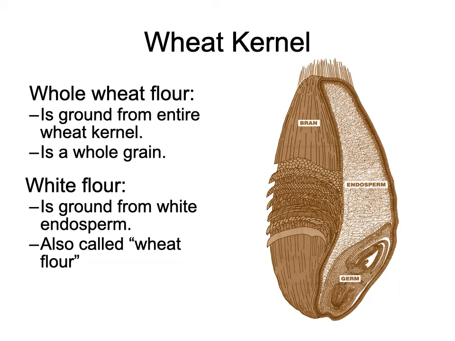So whole wheat flour is ground from the entire wheat kernel. It's a whole grain. White flour, on the other hand, is primarily from the endosperm, and it's called wheat flour, even though we know it's from wheat, but it's not whole wheat. When it just uses the center of the grain, you're only getting part of the grain.